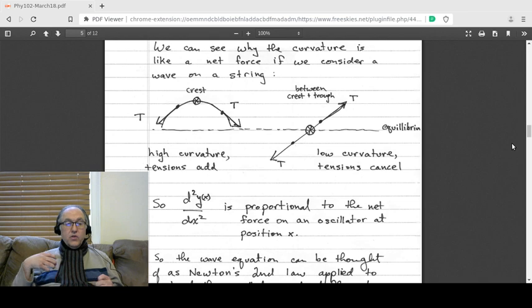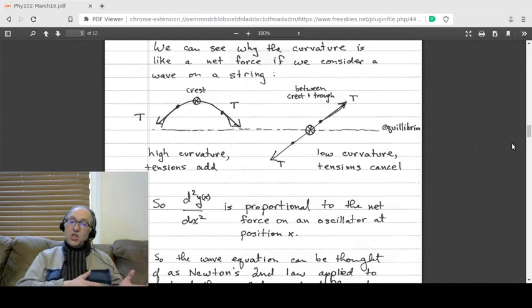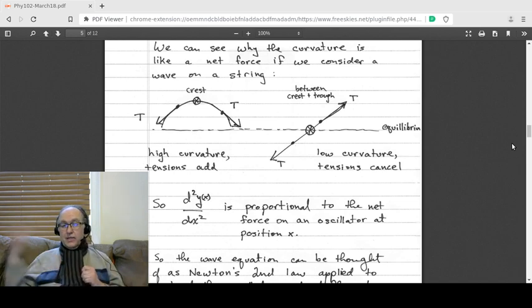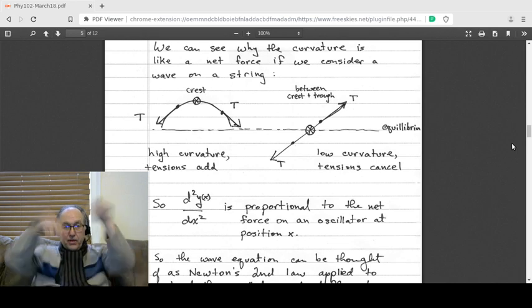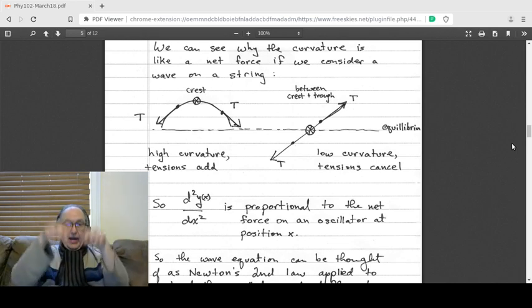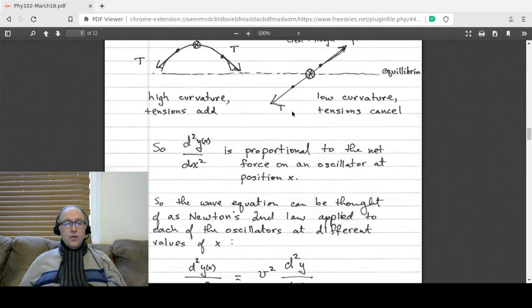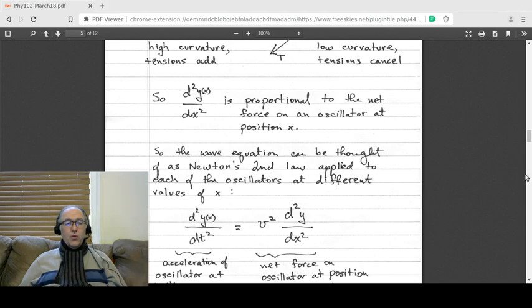The forces due to the oscillator to the left and the forces due to the oscillator to the right cancel out. Whereas in regions of high curvature, the influence from the forces for the oscillators to the left and to the right tend to pull it back down. And in fact, that's right, the crest would at that point start to come down. And so the right hand side of the wave equation is kind of like a force. It's kind of like the force that's acting on a particular oscillator.